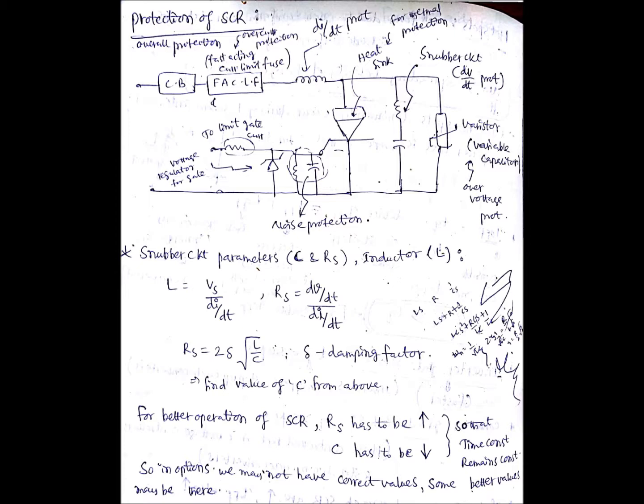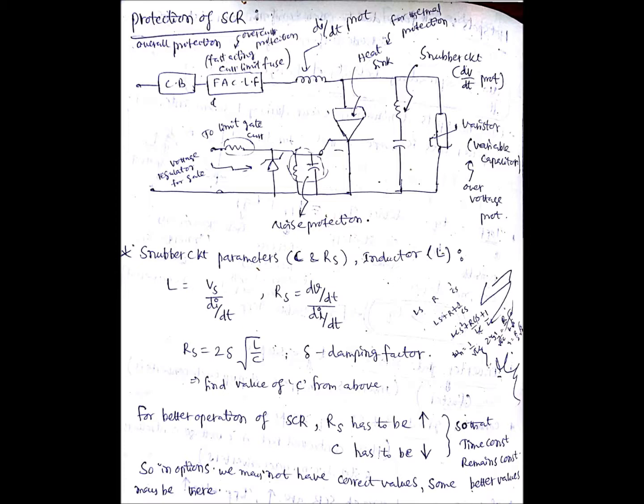Now the relationship between these Rs, C and L is nothing but Rs equal to 2 delta into root L by C, where this delta is damping factor. From this relation, if you know any two values, you can find out the other parameter. So these three equations will be used for determining all these three parameters, three unknowns, three equations. That's it.